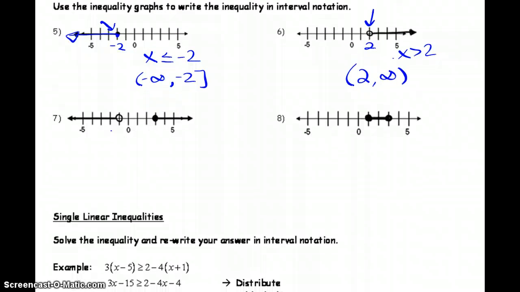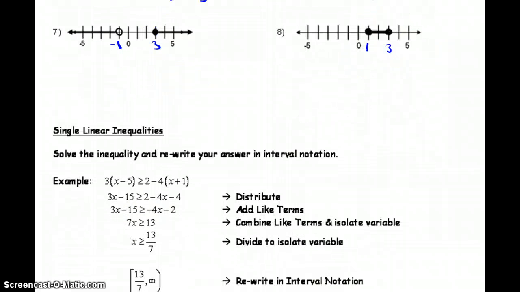In number 7, okay, what I want you to do is write number 7 in interval notation, and then on the very last page there are a set of answers. There should be an answer for number 7 so you can check it. Go ahead and do the same thing with number 8. Again, the answers are on the back. That concludes interval notation. Next, we'll see single linear inequality.